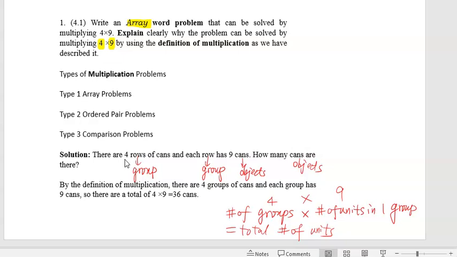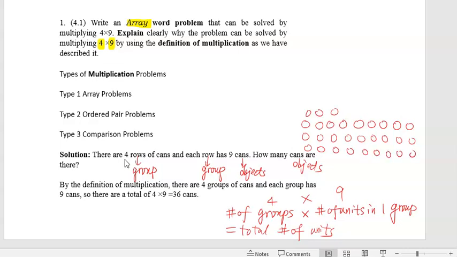And the reason we call this array problem is because it looks like an array, because when you draw a graph, we have 4 rows. It looks like an array with rows and columns. So that's why we call this type of problem array problem.